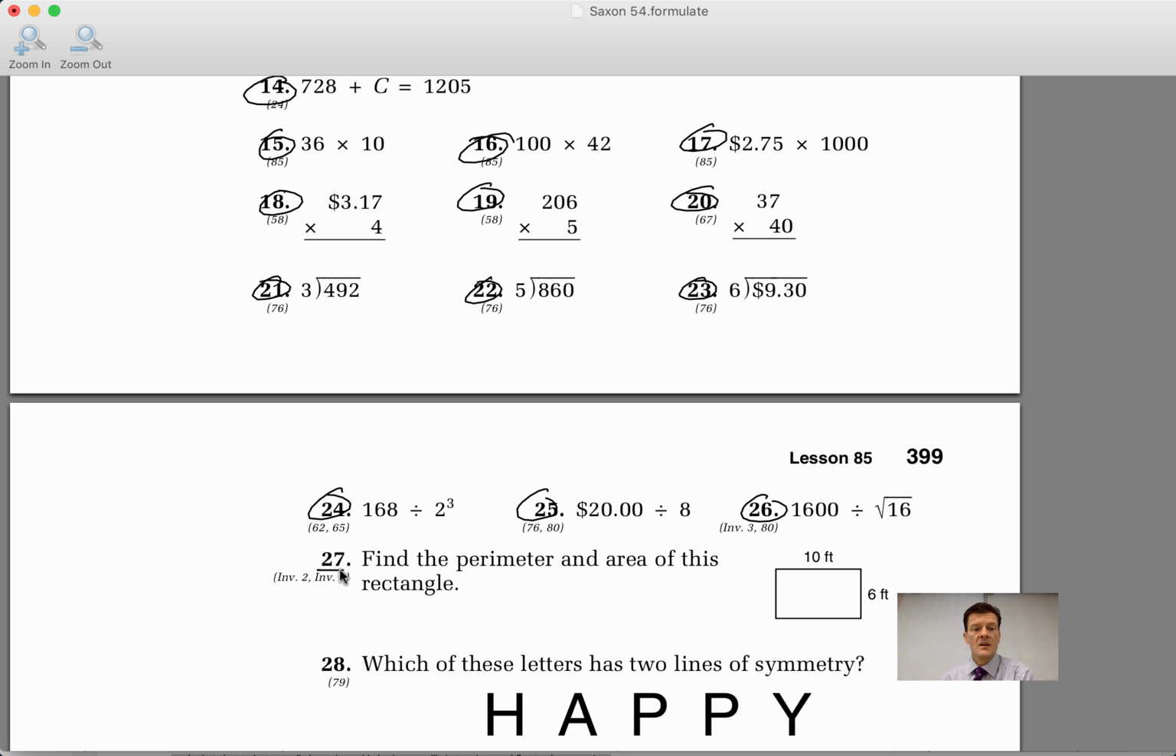Okay? Let's come down to 27. Find the perimeter and area of this rectangle. Perimeter, you walk around the object. With a rectangle, opposite sides are equal in length. So we've got 10 plus 6 plus 10 plus 6. That would give you your perimeter.